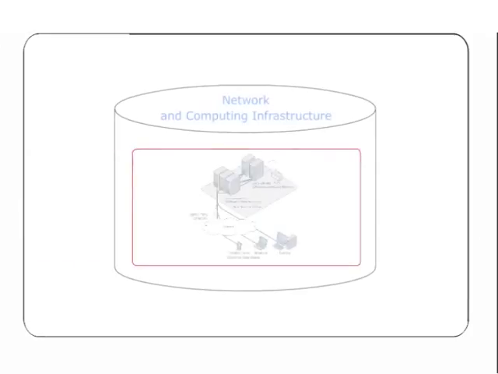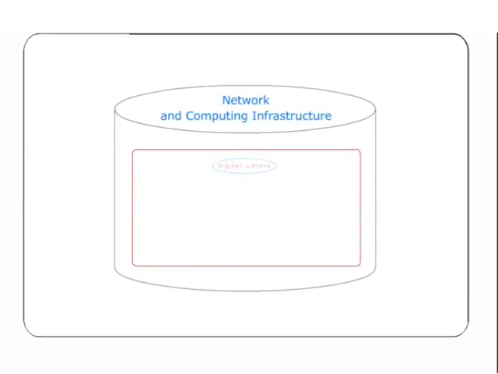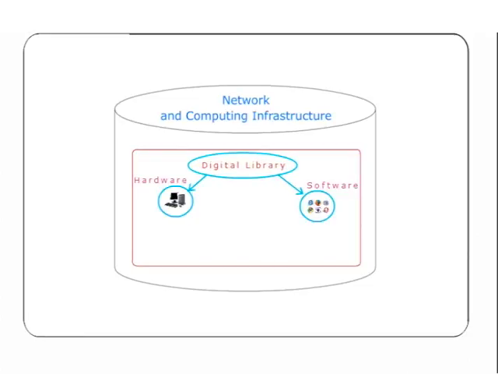Networking and computing infrastructure. A typical digital library consists of hardware and software components at server side as well as at client side. Clients are machines that are used for accessing the digital library by users, while the server hosts databases, digital objects, browse and search interface, and navigation interfaces to facilitate its access.